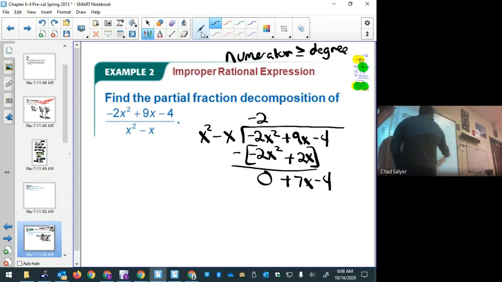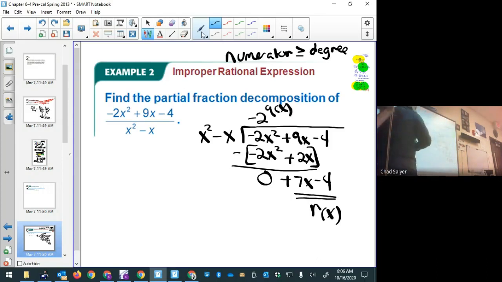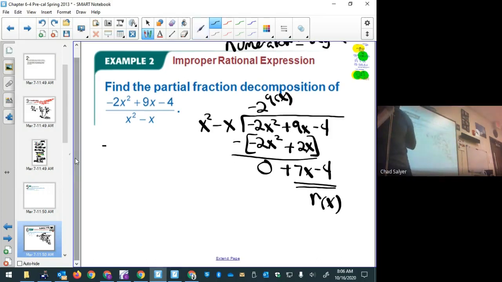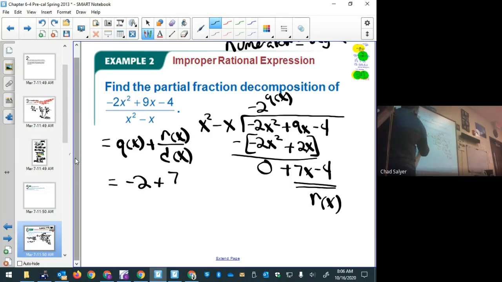Now x squared won't go into a single power of x. So this is the remainder, and this is the quotient. And so remember, I can rewrite this as the quotient plus the remainder over the original divisor. So this is -2 plus 7x minus 4 over x squared minus x. So the first step when you have the numerator greater than or equal to degree to the denominator is long division.